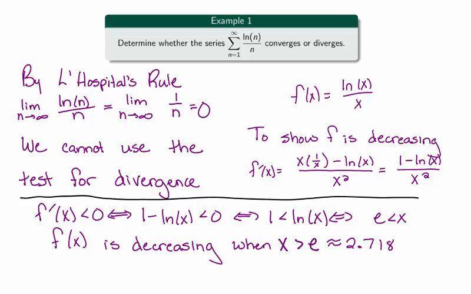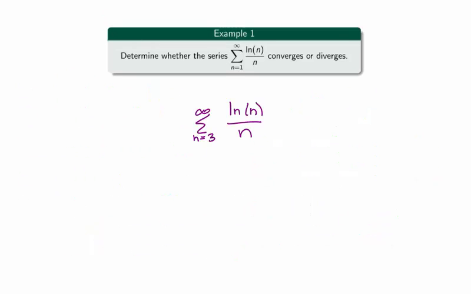Thus f of x is decreasing when x is greater than e. Since e is approximately 2.718, we need to ignore the first few terms of our original series and apply the integral test to what remains. The sum n equals 3 to infinity of the natural log of n divided by n. We now compute the improper integral.